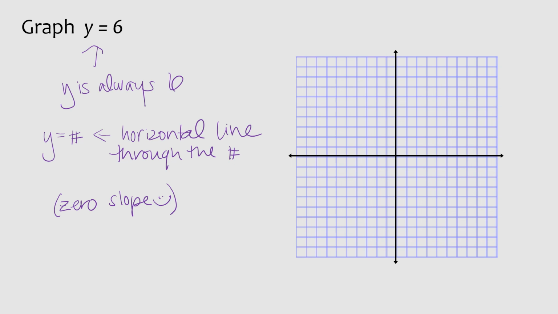I'm going to go up 6. 1, 2, 3, 4, 5, 6. Make a little dot. And then just know that my line is always going to be right here. Boom. With arrows on either side always. Y equals 6 and the slope is 0.